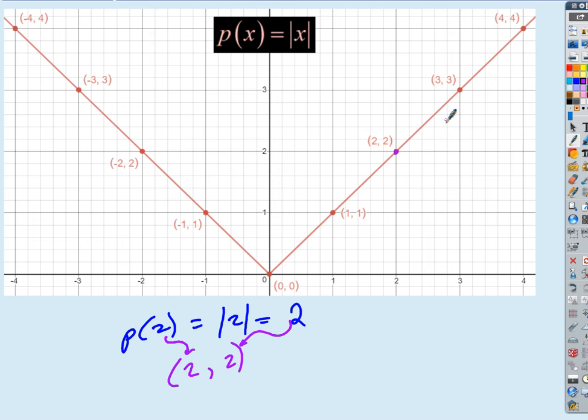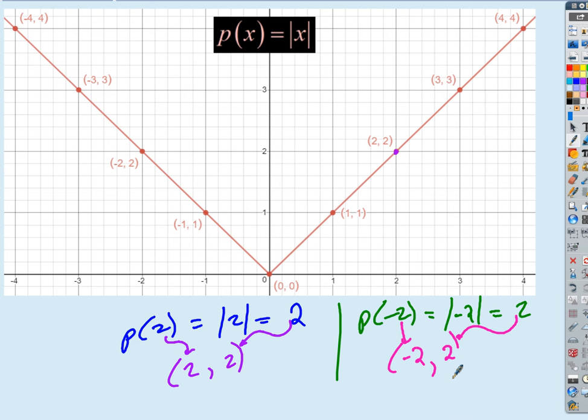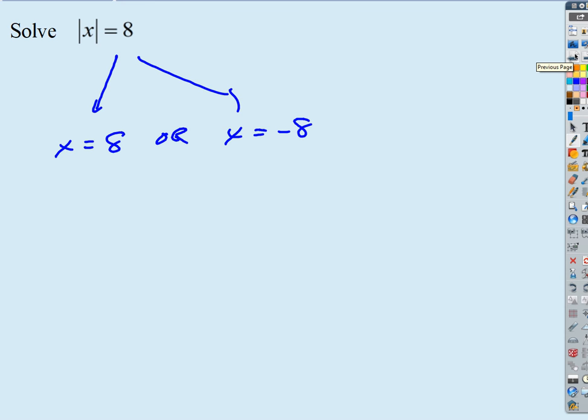Let's try another one. What if I input a value this time of -2? Well, my function, p of x equals the absolute value of x. So p of -2 equals the absolute value of -2, which is what? 2, okay? So if I write that as an ordered pair, I'm inputting a -2, and I'm outputting a +2. So I should also expect that my function goes through the point (-2, 2), which it does. Agreed?